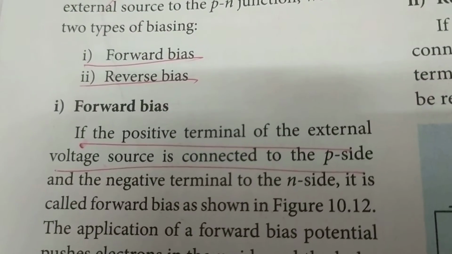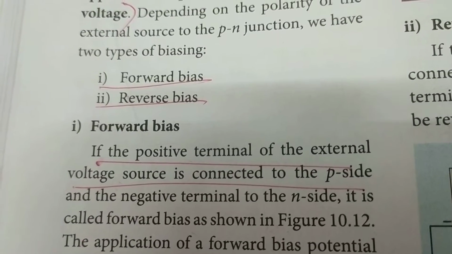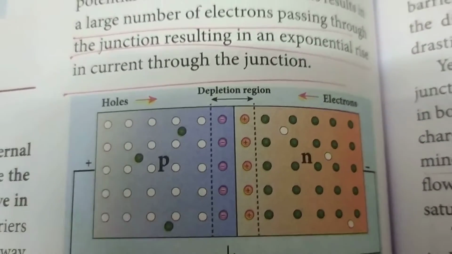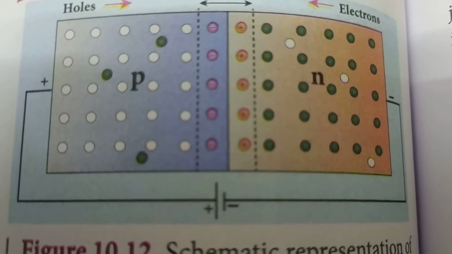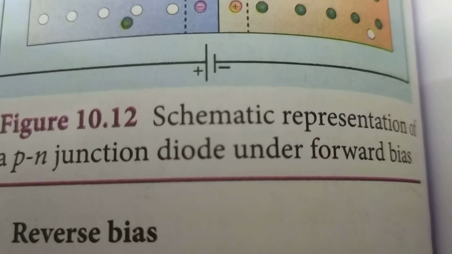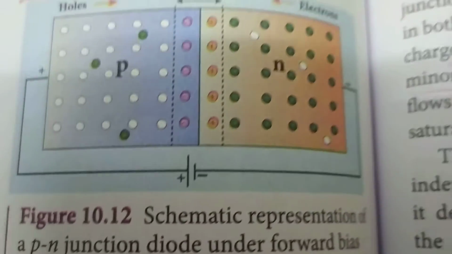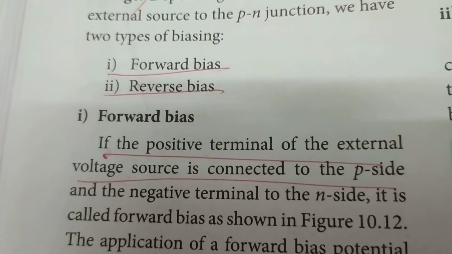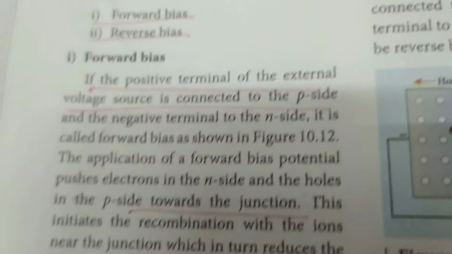So what is forward bias? When the positive terminal of the external voltage source is connected to the p-type and the negative terminal to the n-type, it is called forward bias. When you see this diagram, with p-type and n-type, the positive is connected with the positive side of the battery. That is, the external voltage is this one. A battery is connected with positive to positive and negative to negative. Then it is called a forward bias. In the opposite case, it is called reverse bias. So forward bias means positive is connected with the p side and negative with the n side.